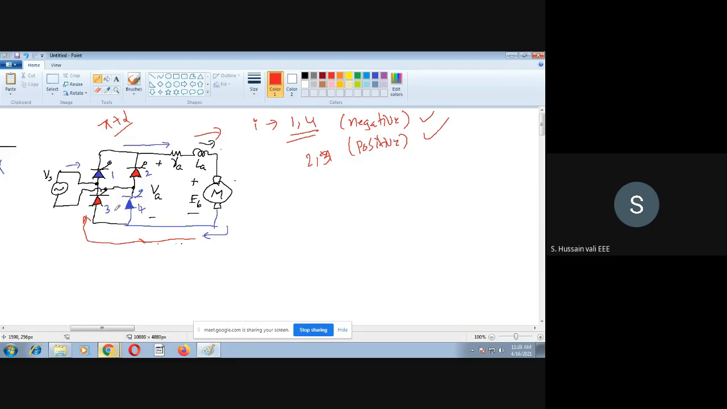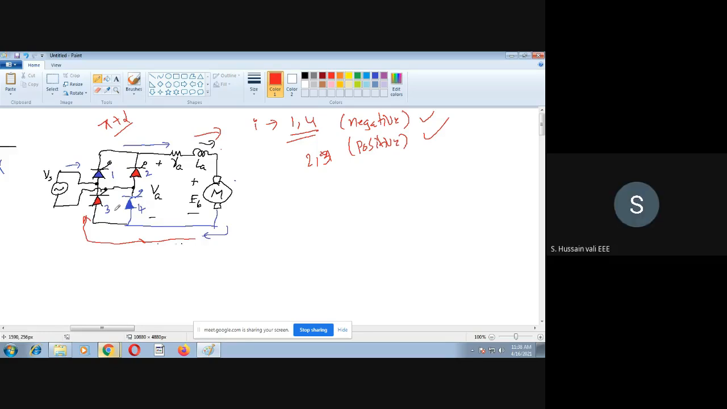So when the current takes the direction through 2 and 3, the current in thyristors 1 and 4 will automatically become zero. When they become zero automatically, they turn off. So it's a natural commutation. The commutation here occurs naturally. It's not forced commutation. You understood now?